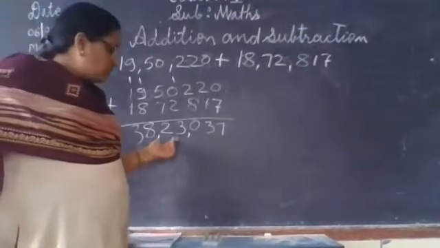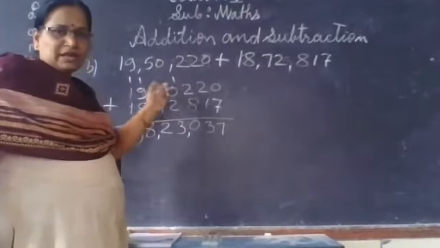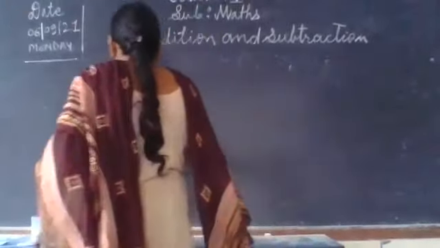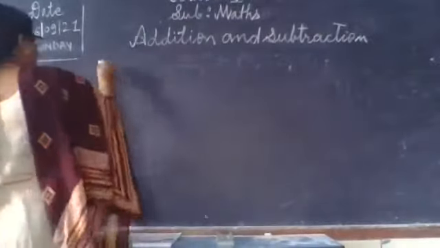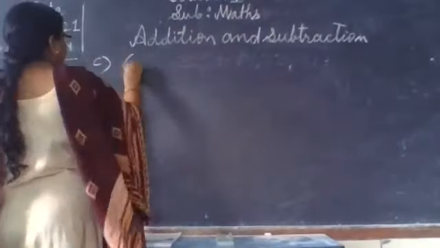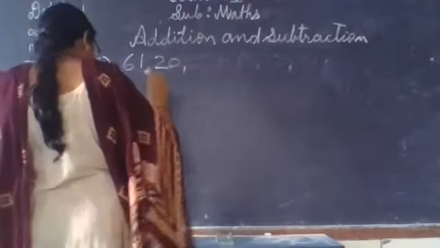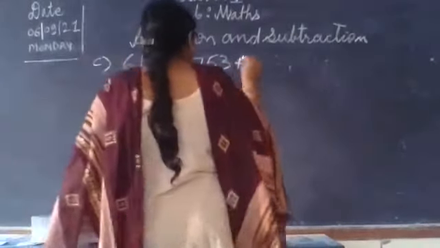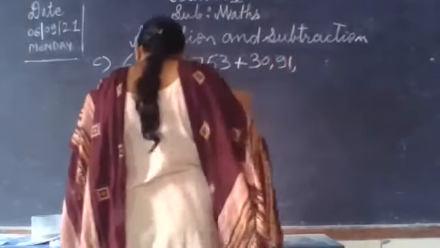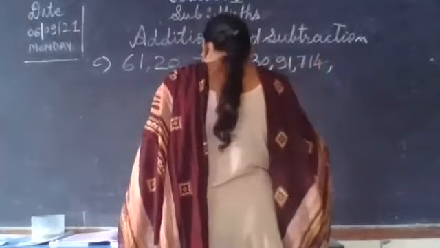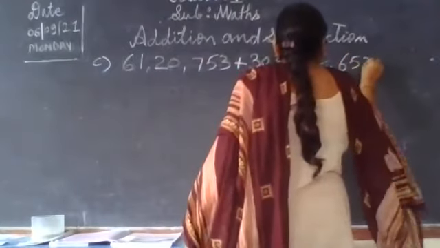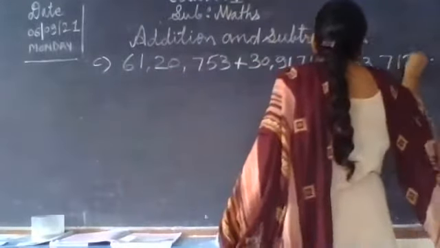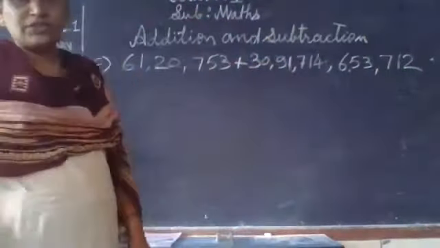So got it, beta? So put the comma in the final answer. Okay, don't put the comma while adding. Okay. So let's see another question. So here you have to add 3 numbers.